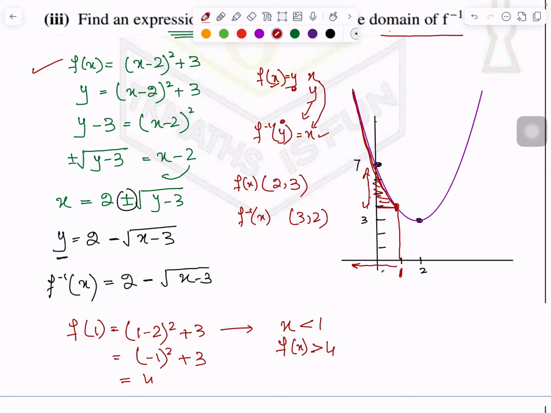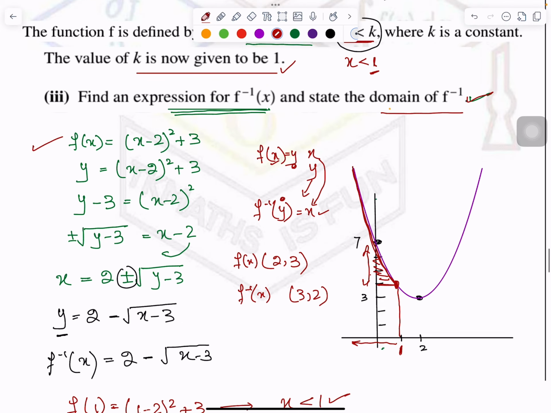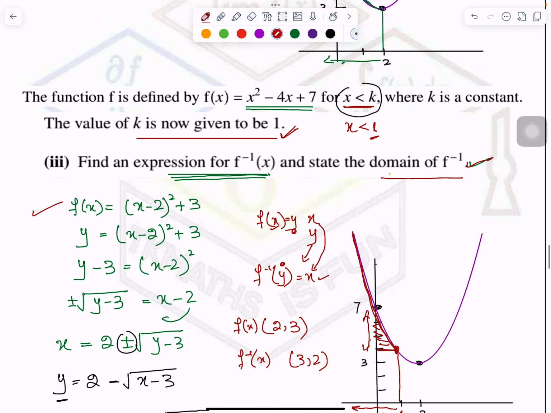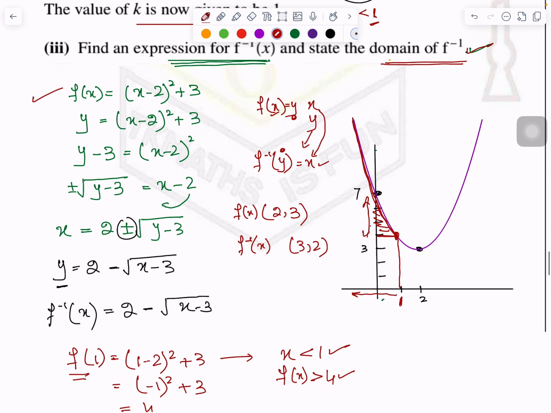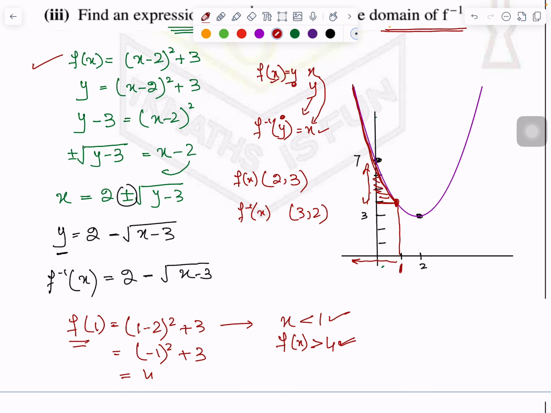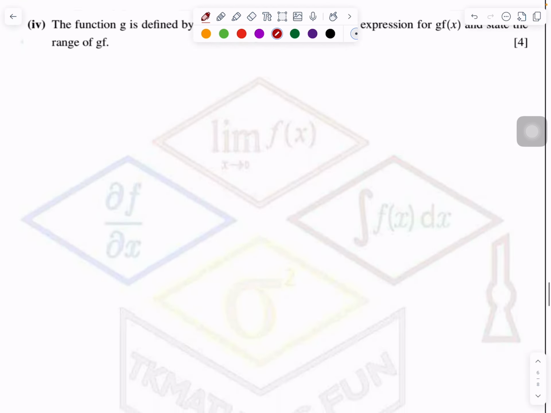Agreed? So for the function, if x is less than 1, then y is greater than 4. Now for this part of the curve, which is saying, state the domain of f inverse. So what will it be now? Simple inverse of it, right? The range was coming f of x greater than 4. It means for the inverse function, the domain is greater than 4, because the range of f of x will be the domain of f inverse x, right? Simple question.